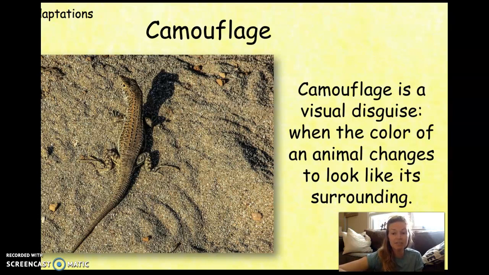So camouflage is a visual disguise. It's when the color of an animal changes to look like its surrounding. So you'll see in this picture, this lizard, it's blending in with its environment. I want you to think of a reason why animals might use camouflage. Think about it. We're going to be doing some examples of camouflage in some upcoming activities.